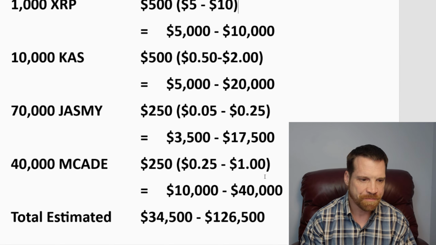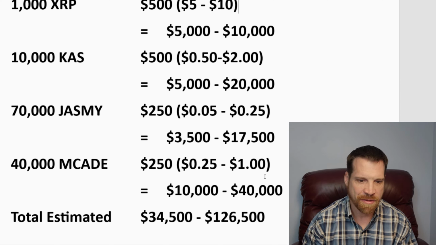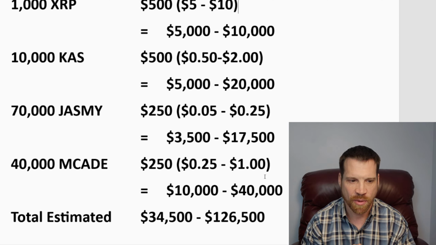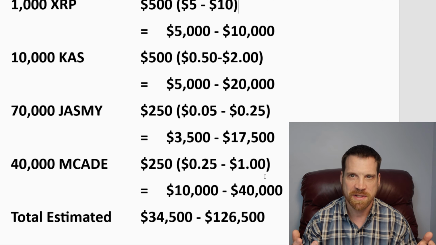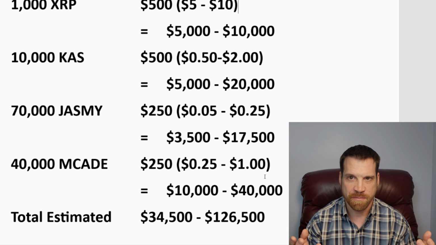Jasmy is another one. Wild card. $250 in Jasmy, I think, could get you around 3,500 to 17,500 in returns for the upcoming bull run. It could possibly do better than that. Some people think Jasmy could get up to 50 cents or $1. It could if it really gets a big meme effect.